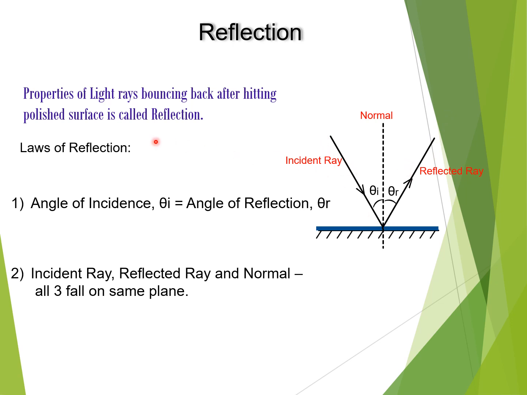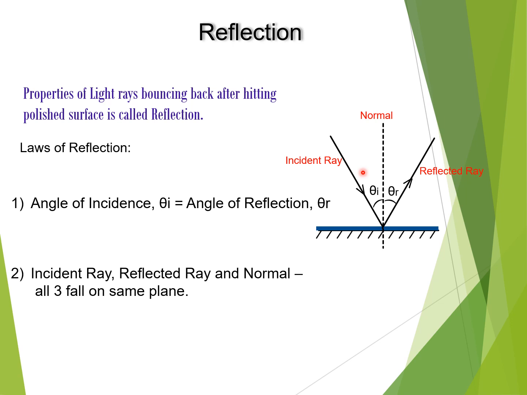So there are two laws of reflection. One is that the angle of incidence, theta I, this one, is equal to the angle of reflection, theta r. So how to draw this angle theta I? If you draw a perpendicular from the point where the incident ray is hitting the surface, then the angle between that normal and the incident ray is called the angle of incidence.